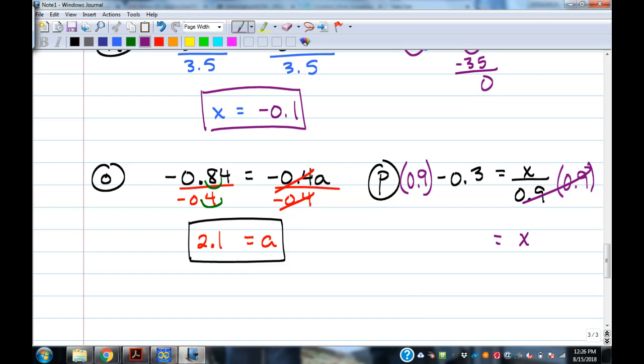What's 9 times 3? 27. How many numbers are after the decimal place here? One on each of them, so that's 2 total, right? It's 0.27 then. And it's negative because positive times a negative.